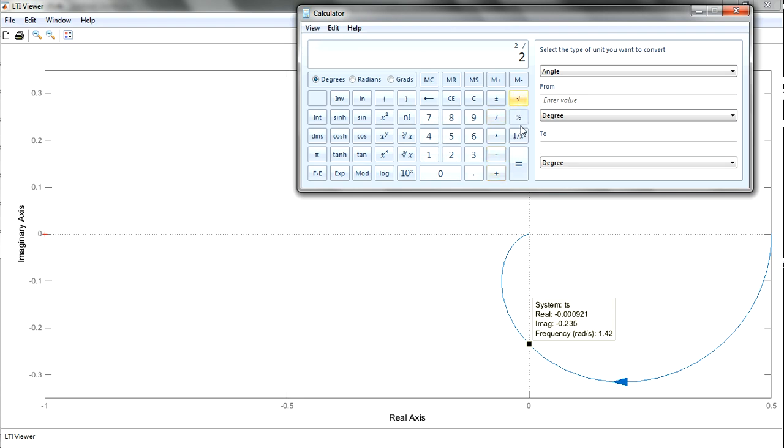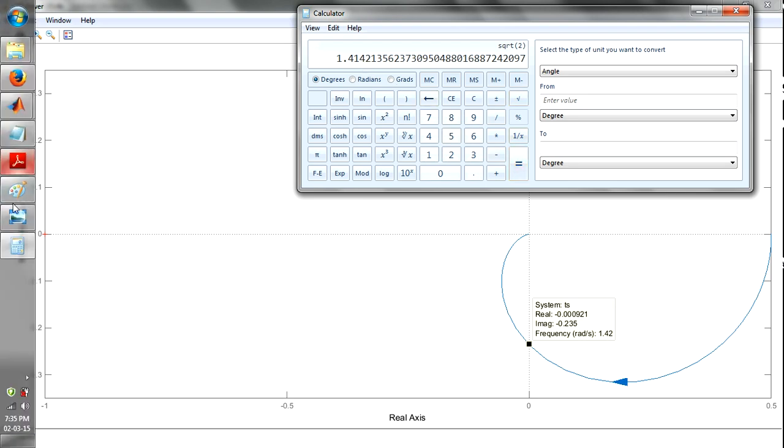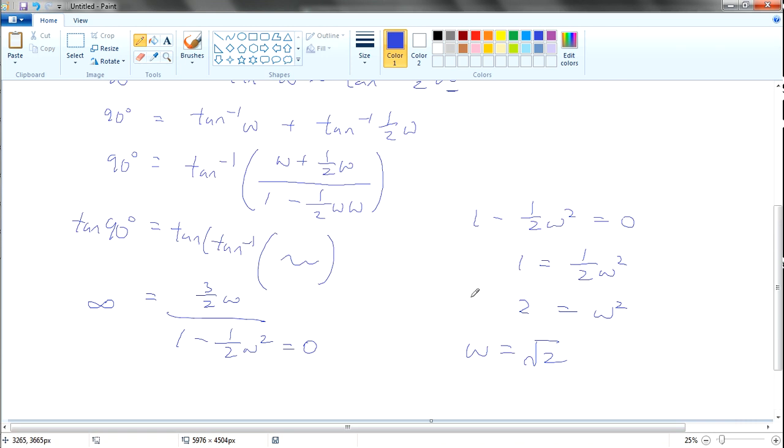No, this is not square root. Hold on. There's a square root, 1.414. This 1.42 is about the same. So as you can see, you can use this method.